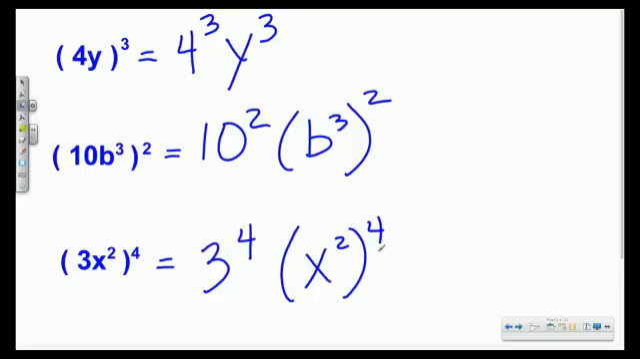There's something going on with the exponents that we start with in our original problem and the exponents that we end up with in the solution. Okay, so pause me for a bit. See if you can figure out that pattern. All right, did you notice? Let's look at it together.